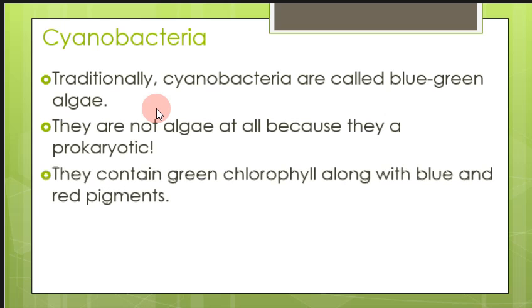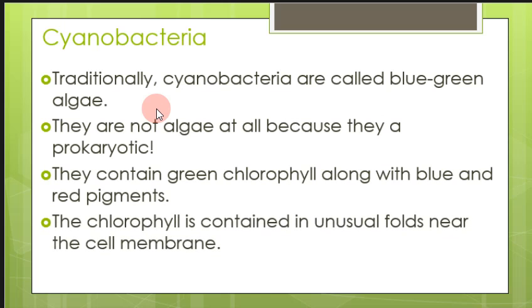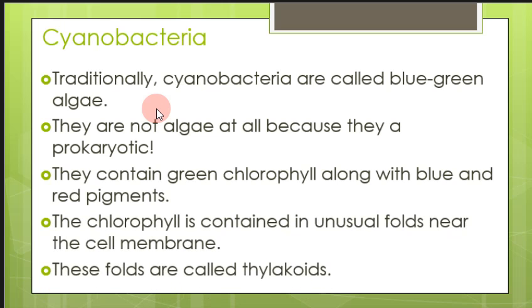They're super important. They contain green chlorophyll along with blue and red pigments. That's why they're kind of blue-green. The chlorophyll is contained in an unusual fold near the cell membrane called a thylakoid. Thylakoid, that's just some information for you. It's a little bit different than the way the plant holds it. The plant holds it a little differently in its little chloroplast, which is different for plants. That's another thing we'll talk about in this class.